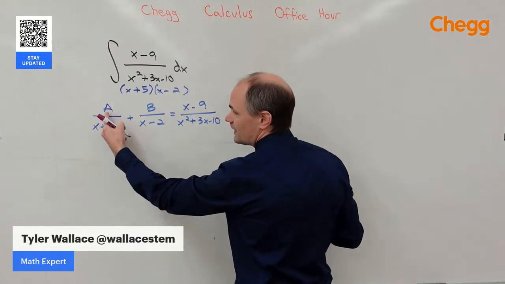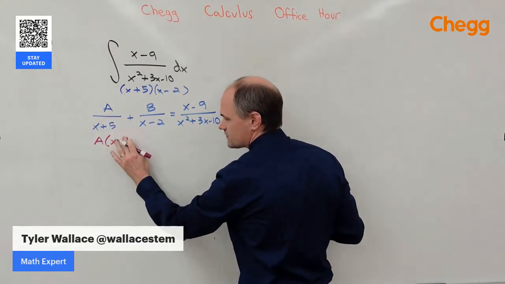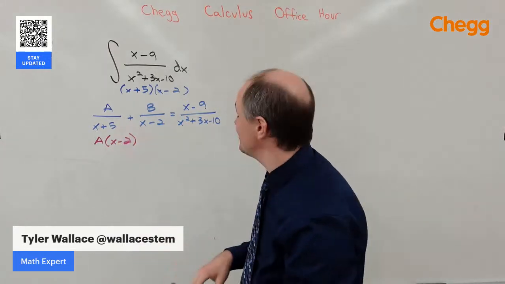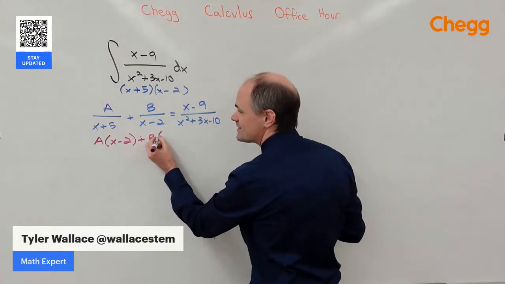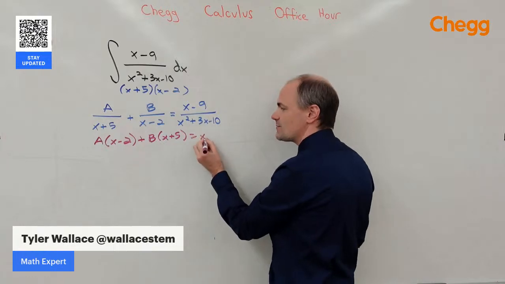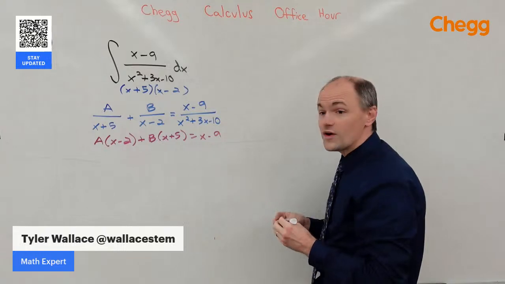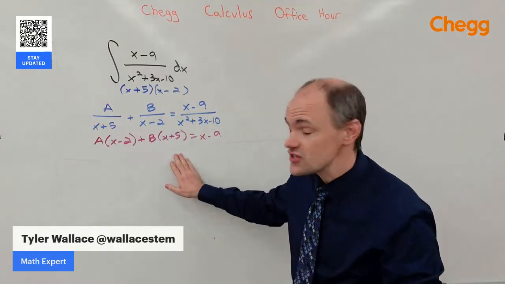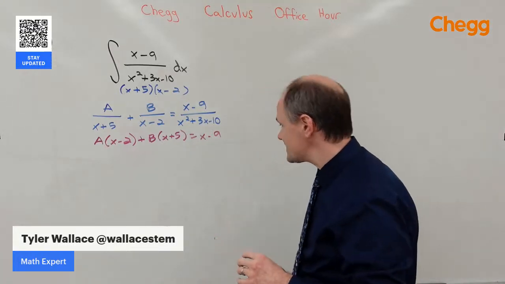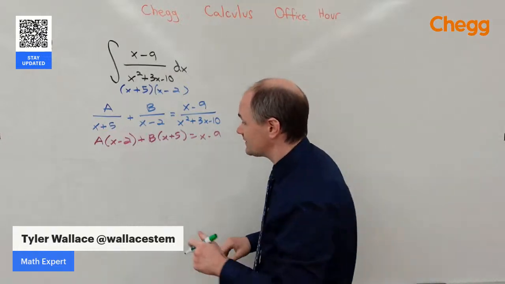So when we multiply, we're going to end up with A times the x minus 2. Oops, that's not a 2, that was a 3. I don't know where that came from. A times x minus 2, then we've got plus B times the x plus 5, and that's going to equal this x minus 9 as the entire denominator reduces out. What's really nice about this equation is that it's going to be true regardless of what x is equal to, so I can pick any convenient value for x.